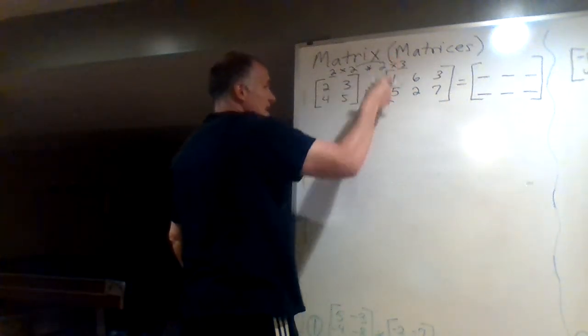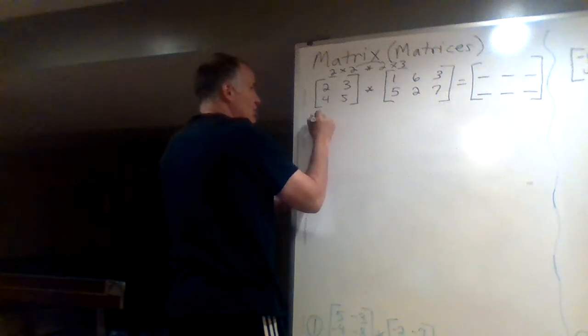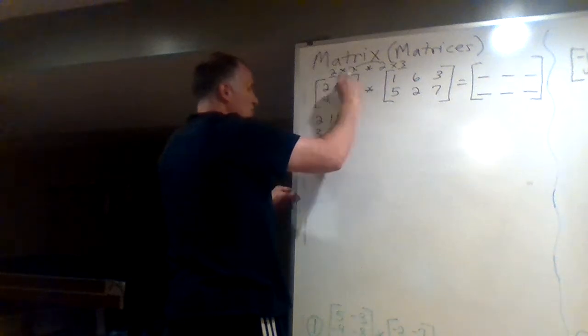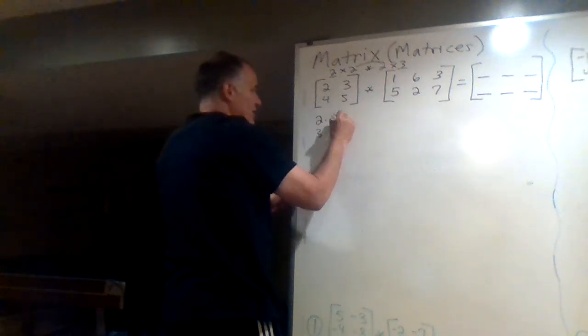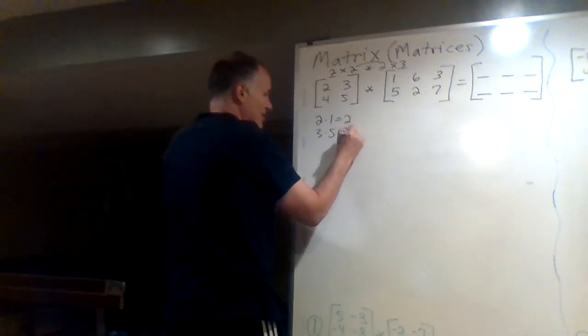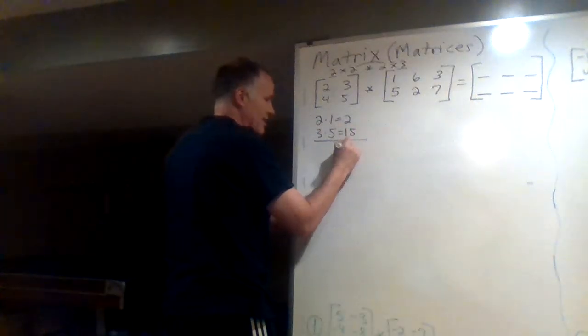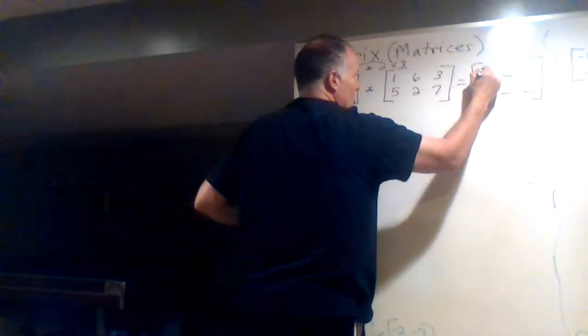Anyway, so row 1 down column 1. So 2, 3 down 1, 5. So 2 times 1 and 3 times 5. See that, 2 times 1 is 2, 3 times 5 is 15. 17. That is going right here.